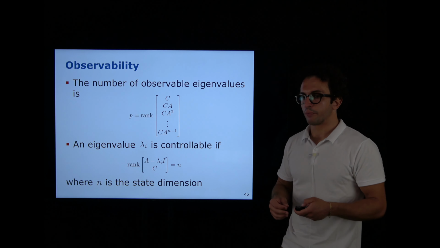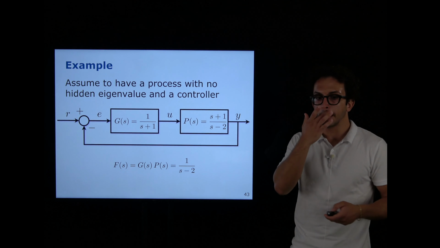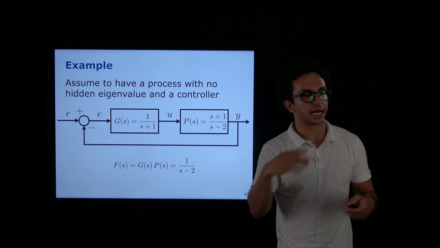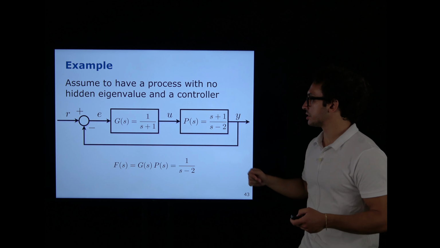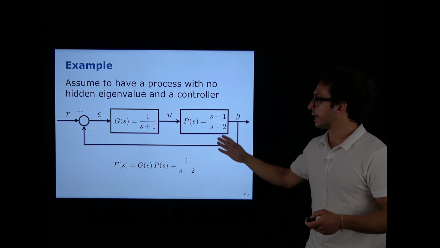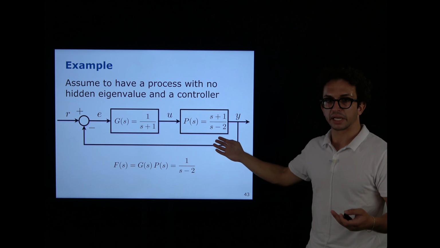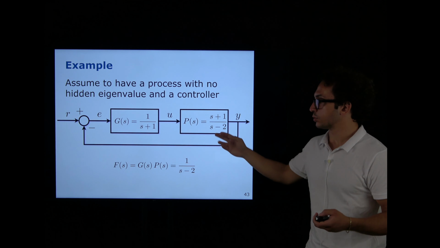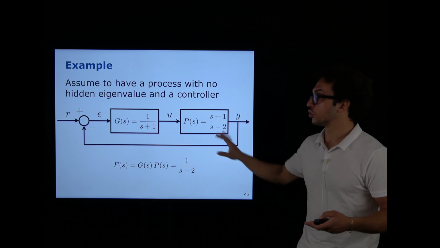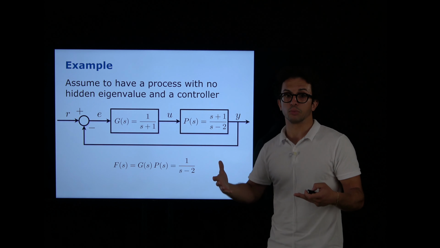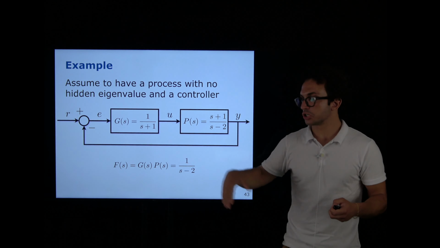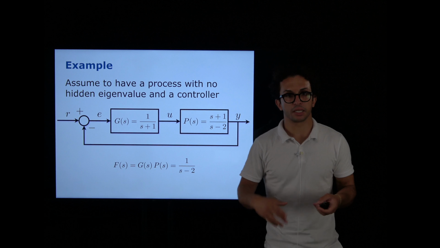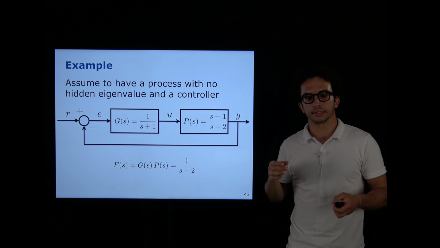Good. Now, we do a small example. We assume to have a process that has no hidden eigenvalue, and it has a controller. We have a process here, (s plus 1) over (s minus 2). S minus 2 is the denominator of the transfer function of the process. It has one eigenvalue at plus 2, so this system is unstable. We have a controller, which is already given. It's 1 over s plus 1.